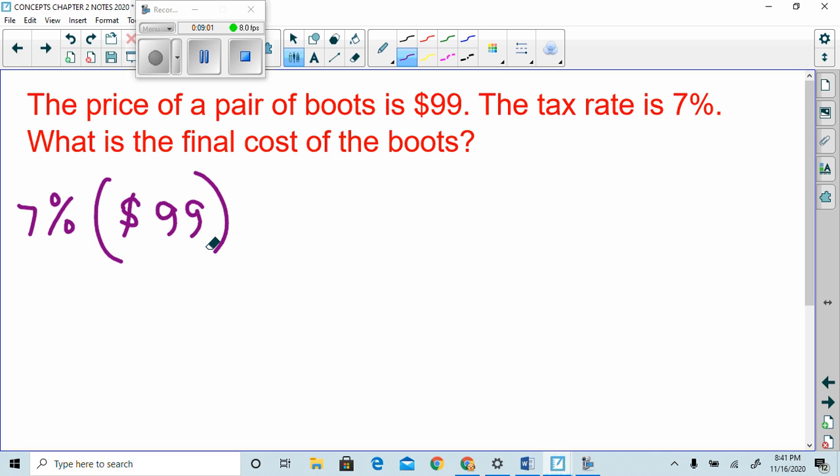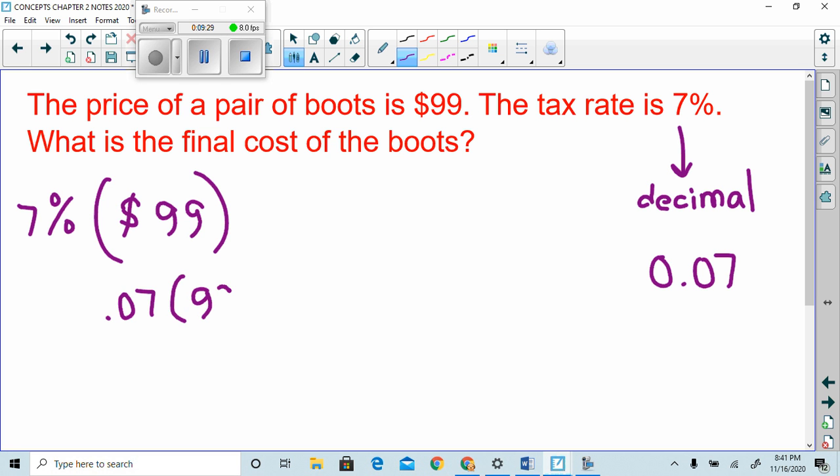So I'm going to take this 7% and convert it to a decimal. Drop the sign and move your decimal over two places because you're dividing by 100. So now I'm going to do a percent equation, 7% of 99. I'm going to take this 7%, multiply it by 99. That's going to give me the tax. That's going to tell me how much tax I'm going to pay.